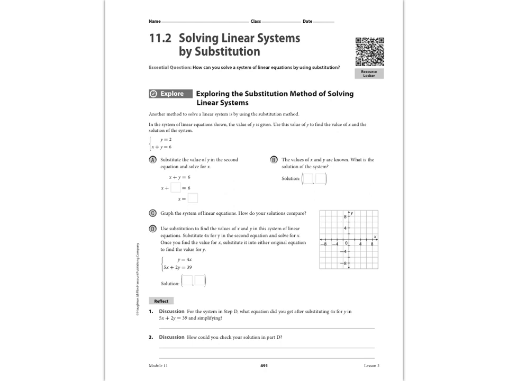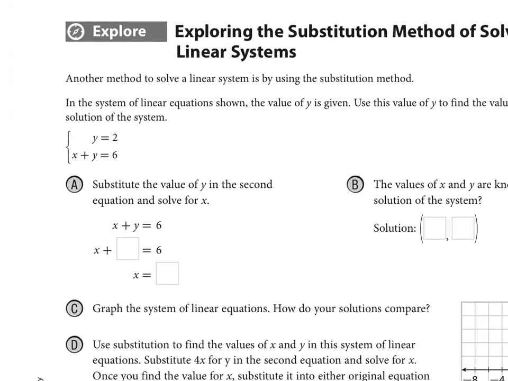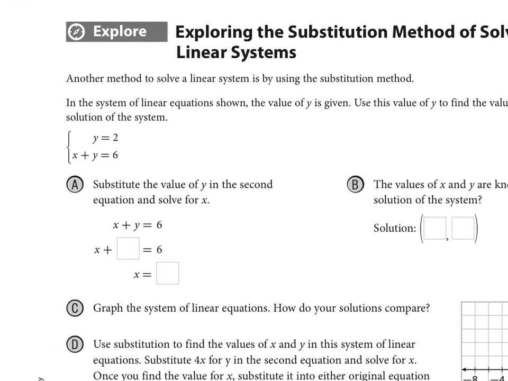So how can you solve a system of linear equations by using substitution? So far, we've learned how to solve a system of linear equations using graphing, and now we're going to switch to an algebraic way. So take a look at this system right here, y equals 2, which we could graph in a coordinate plane, x plus y equals 6, can also graph as a line.